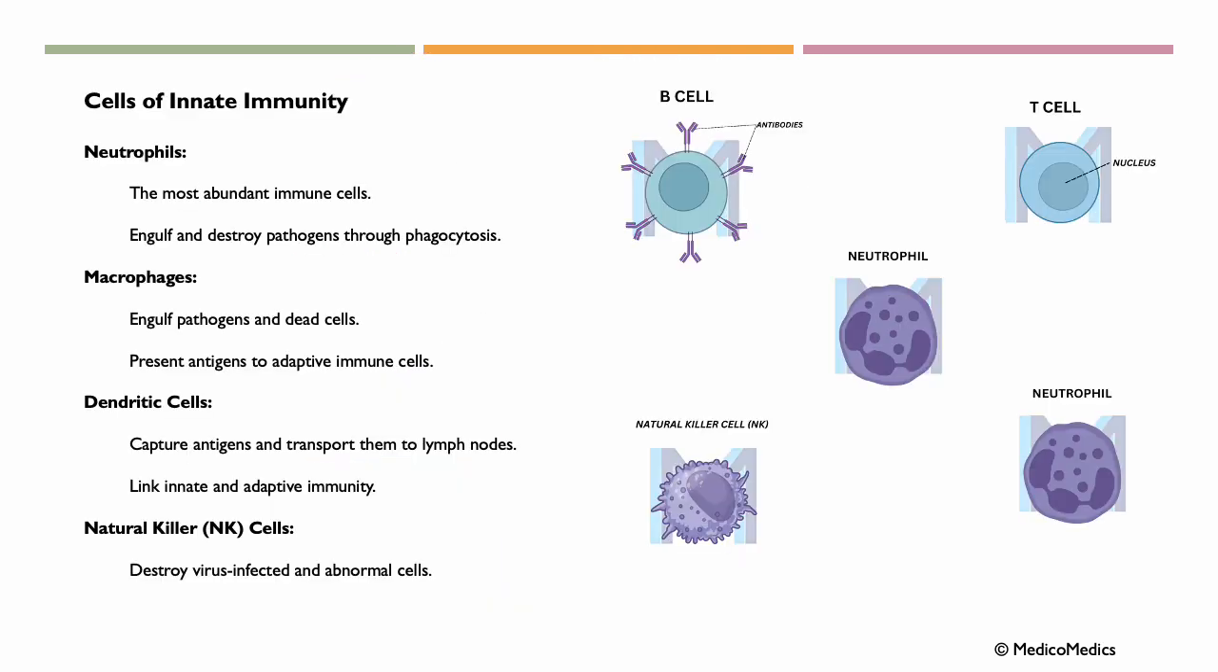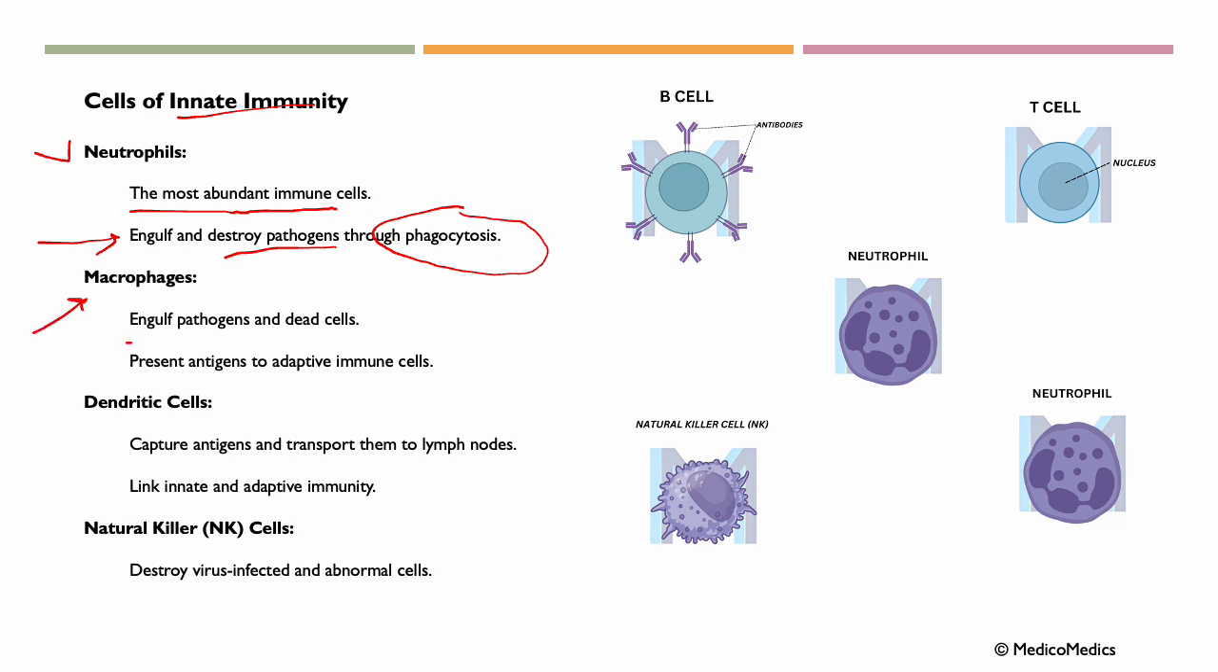What about the cells, then, of our innate immunity? Well, we've repeated these in our previous introductory lessons, but it's always worth repeating because it is quite high yield. And even though there are few, learning to differentiate between them is always good to repeat. So we have the neutrophils. These are the most abundant immune cells. They help engulf and destroy pathogens through the process of phagocytosis.